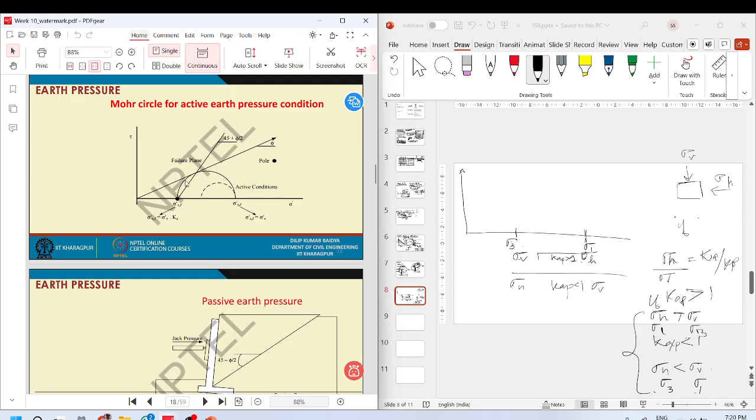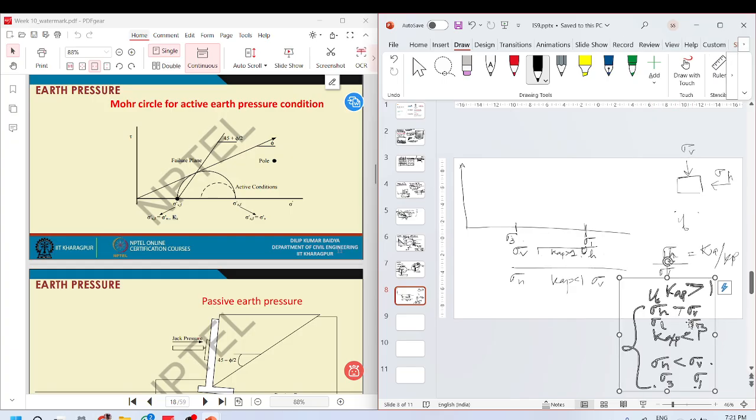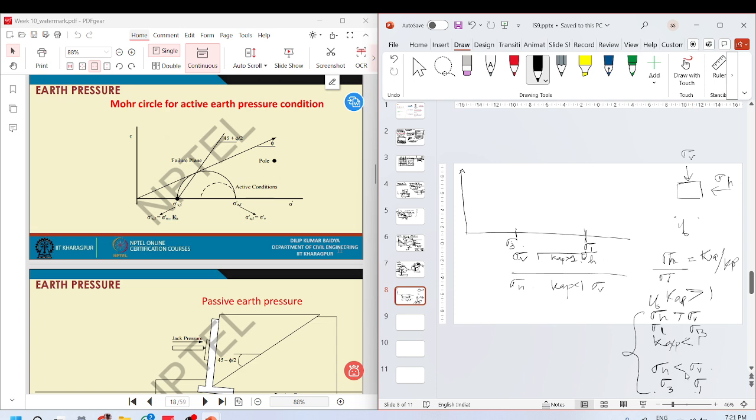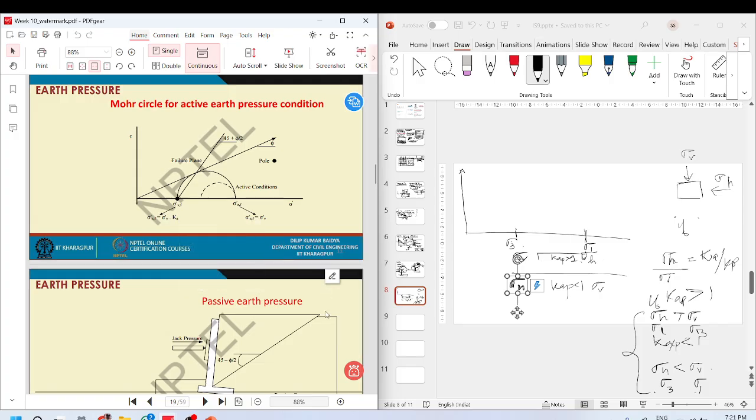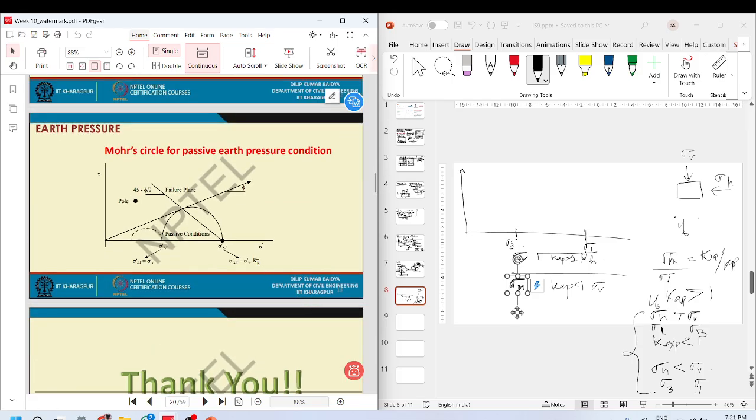You see here for the active condition, this is sigma v and this is sigma h. And we saw that if your sigma h was greater than sigma v, or sigma h was less than sigma v, which is your active condition, you will have sigma v here and sigma h here. And in passive pressure, it's the opposite. You have sigma h here and sigma v here.